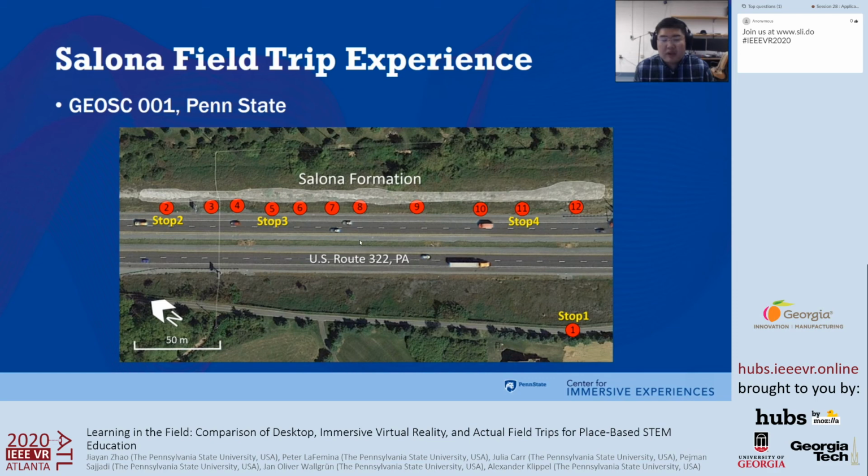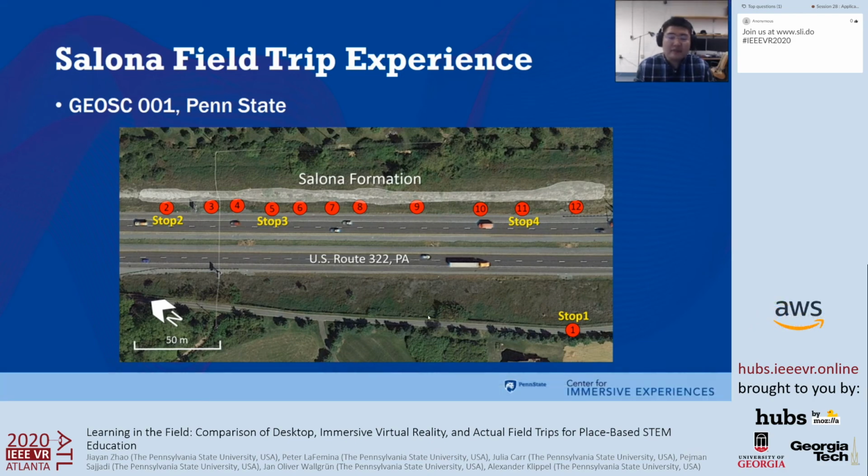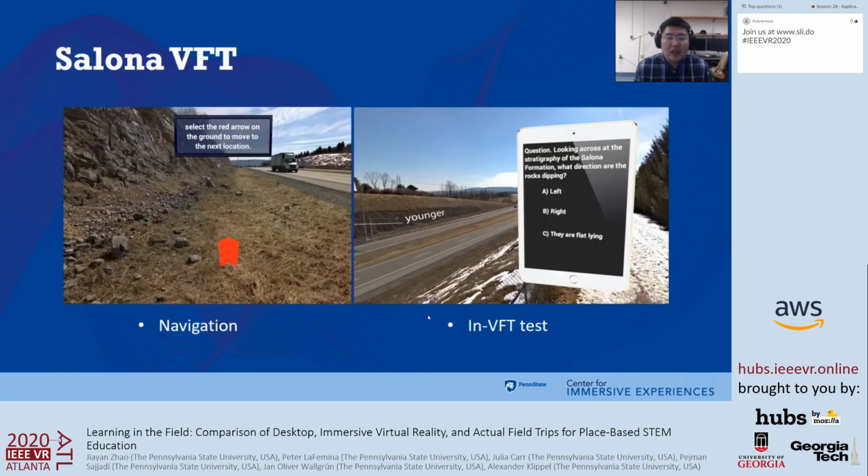A total of 12 discrete locations were rendered by 360-degree images for the general site exploration. During the virtual field trip, students were able to navigate to other locations by selecting arrows on the ground, and they were also tested on their knowledge acquisition from the Sonola Formation during the virtual field trip using multiple choice questions.